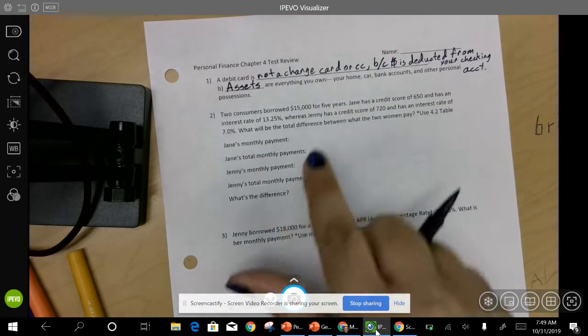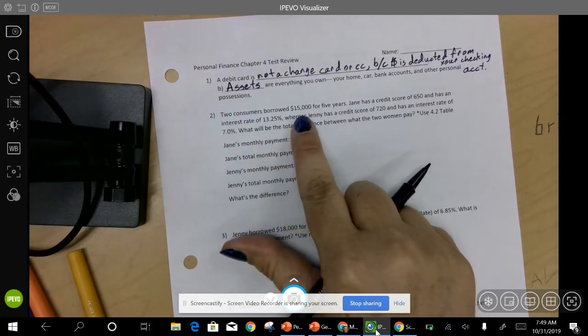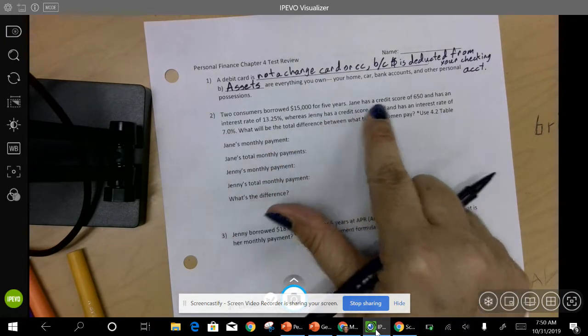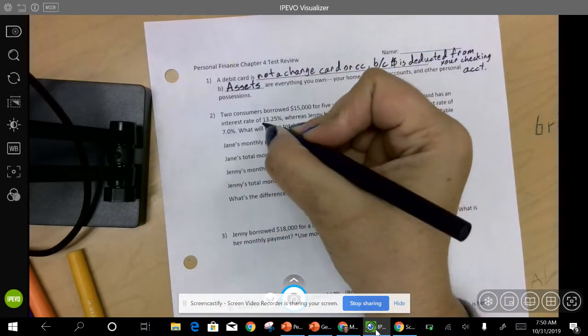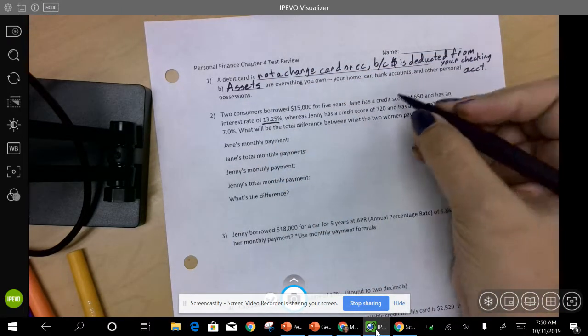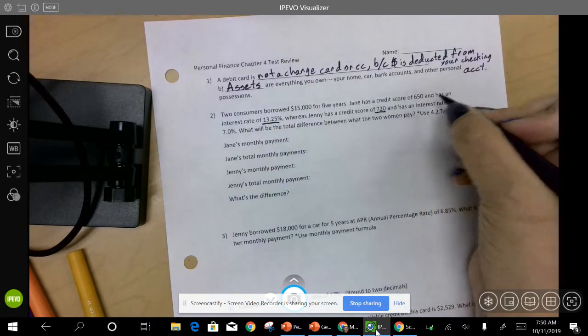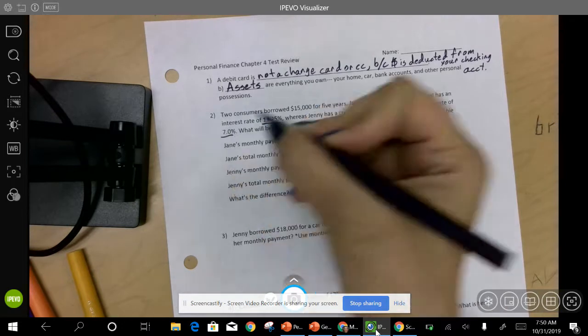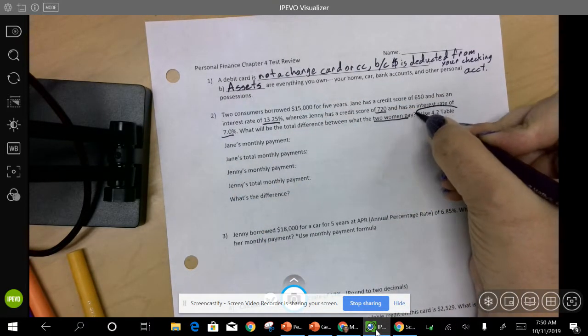Two consumers, so this one everybody, borrowed $15,000 for 5 years. James has a credit score of 650 and an interest rate of 13.25, whereas Jenny has a score of 720, an interest rate of 7. What will be the total difference between what the two women pay? So we're going to use the table.